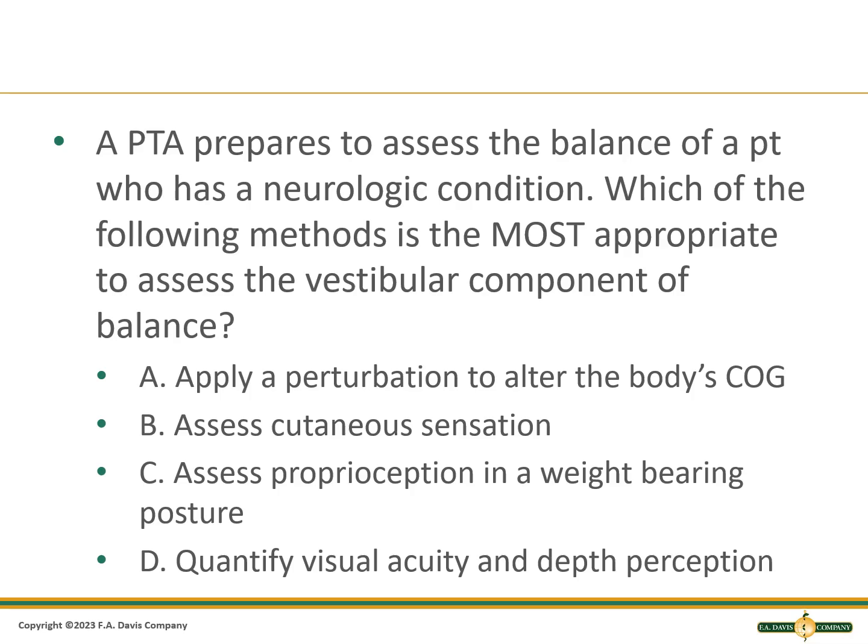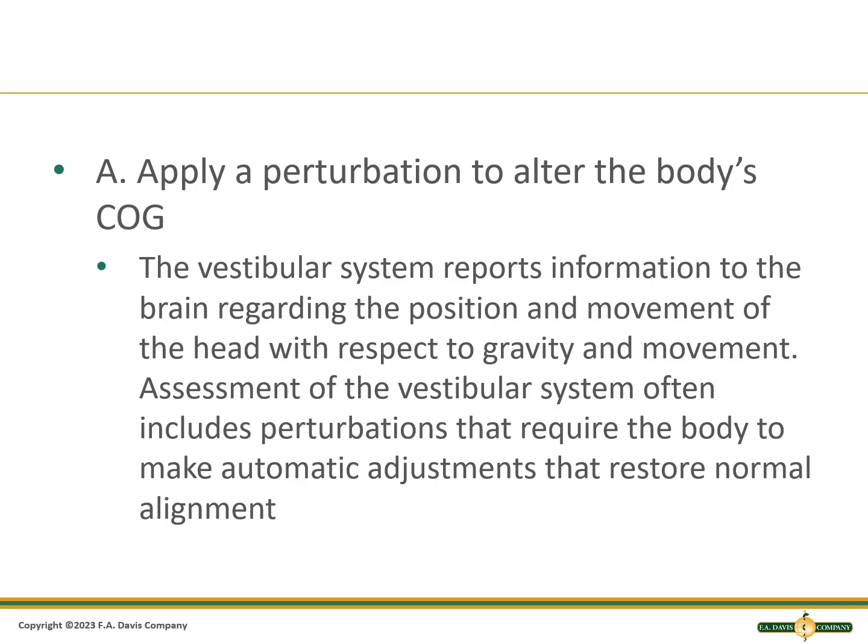Pause now to answer. And the answer is A, apply a perturbation to alter the body's center of gravity, because the vestibular system reports information to the brain regarding the position and movement of the head with respect to gravity and movement. Assessment of the vestibular system often includes perturbations that require the body to make automatic adjustments that restore normal alignment.